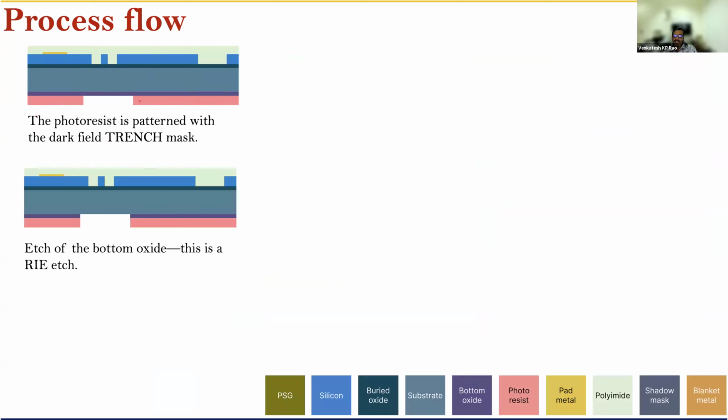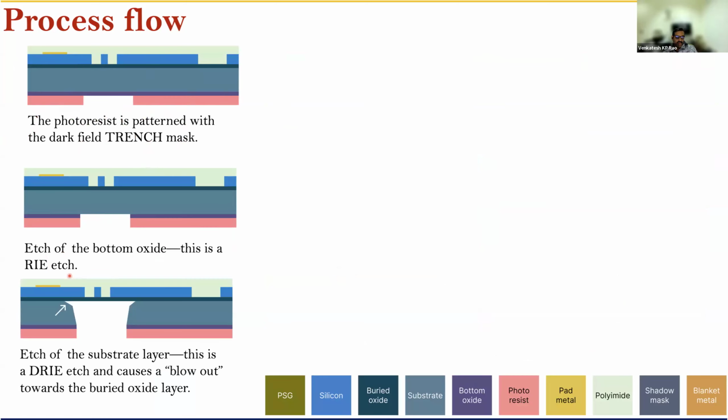Using what? Using my trench mask. Now you etch the bottom oxide first. That will usually be done using a reactive ion etching process. After the reactive ion etching, now we have this window.